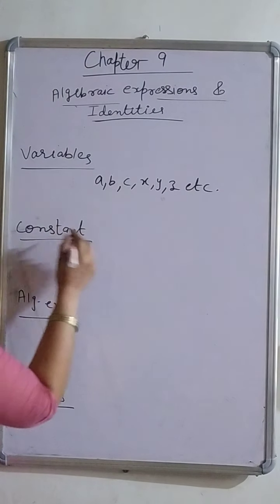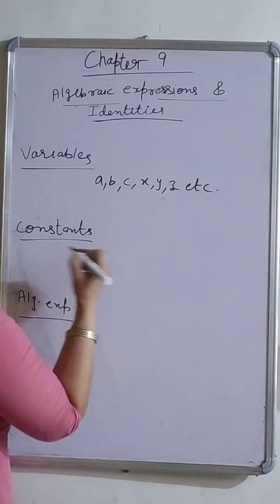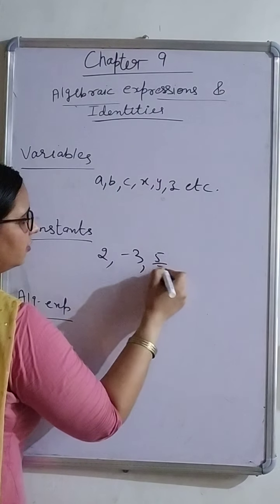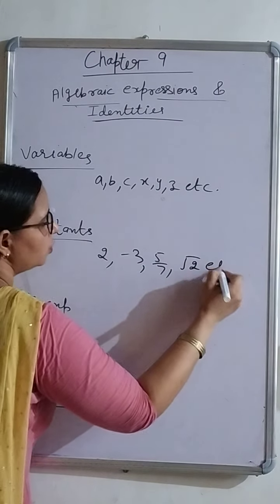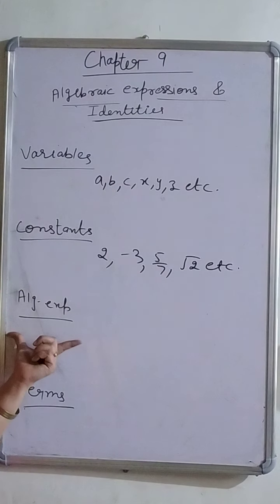Now next is constants. Constants are fixed quantities. Variables can vary, constants are fixed quantities. We cannot change their value. And constants are generally numerical values like 2, minus 3, 5 by 7, root 2, etc. Constants can be negative integers, positive integers, rational numbers, irrational numbers. These are constants.